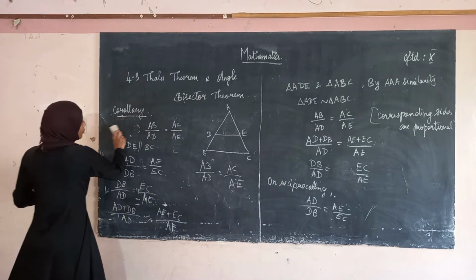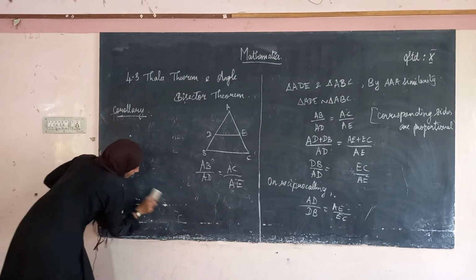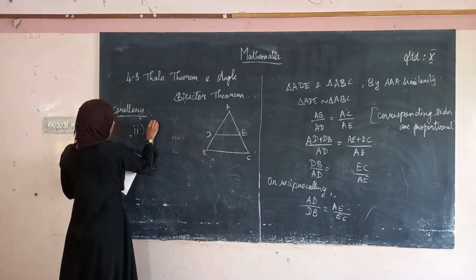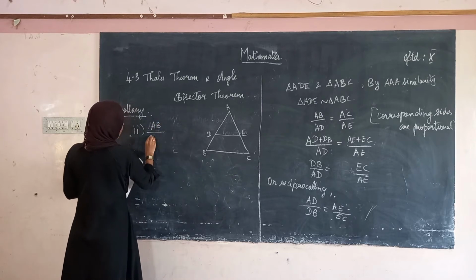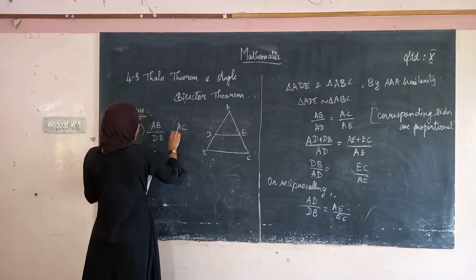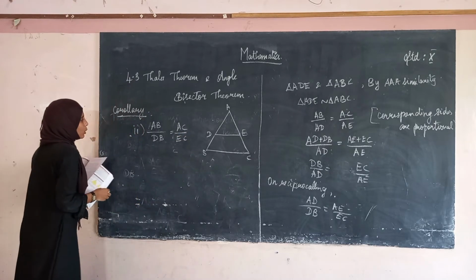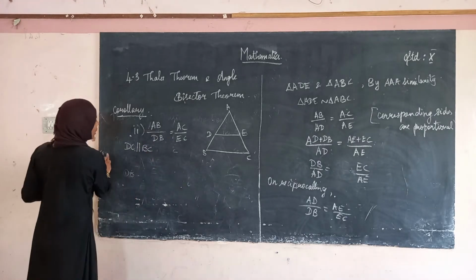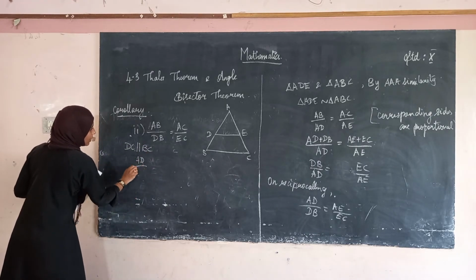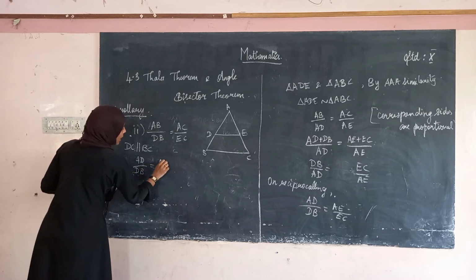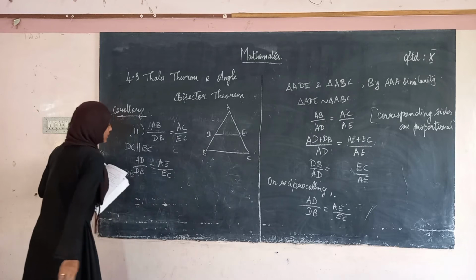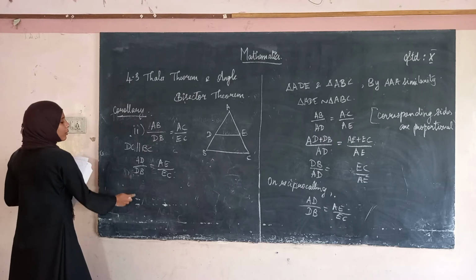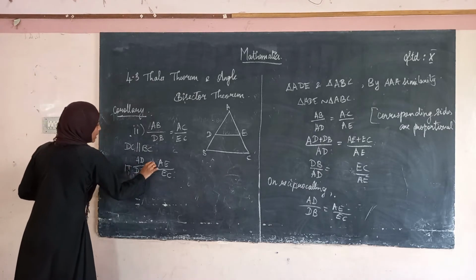And the second thing we have to prove is AB divided by DB is equal to AC divided by EC. Since DE is parallel to BC, what do we know? By Thales theorem, you have to write by Thales theorem, AD divided by DB is equal to AE divided by EC. Then you don't want reciprocal here because in the denominator we have to keep DB itself. Therefore, adding 1 on both sides, 1 plus and here also 1 plus.